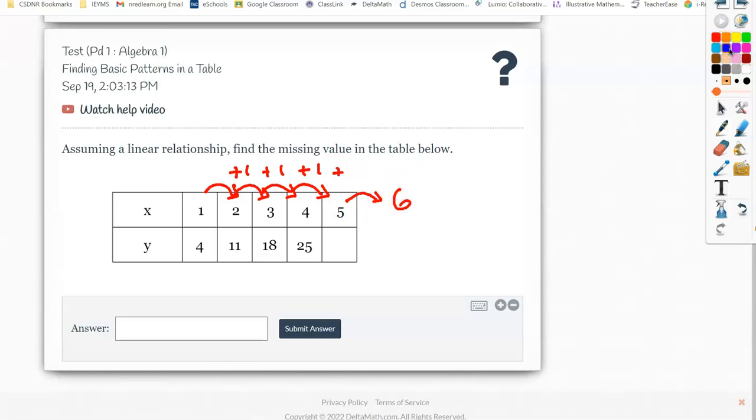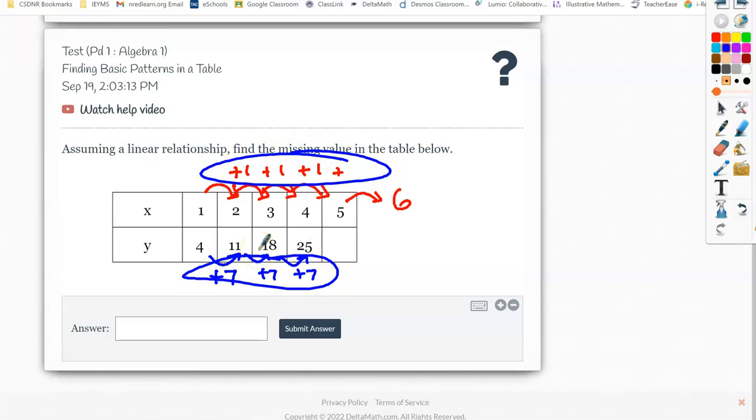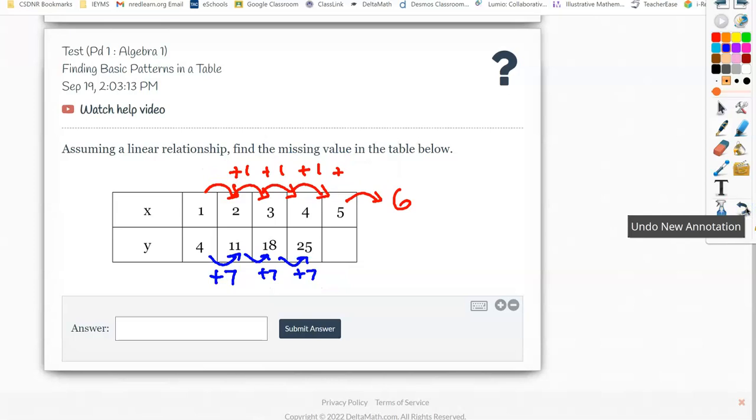Now for the second part of the table, the y values or the output, I'll notice that the difference between the numbers here is an increase of 7. The difference here is also an increase of 7, etc. And that is a constant rate of change. Both the input and the output are constantly changing by their separate different amounts, but they are constantly changing the same, each separately. So 25 plus 7 more will give me the output here for 5.